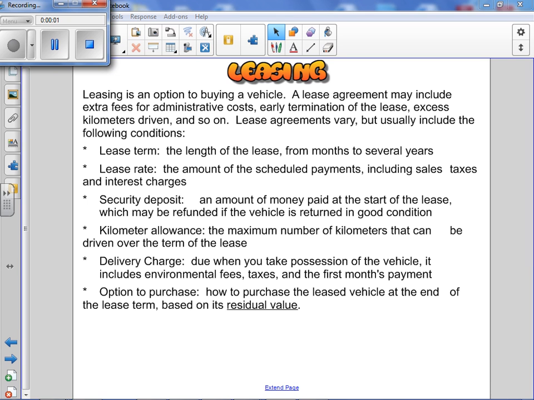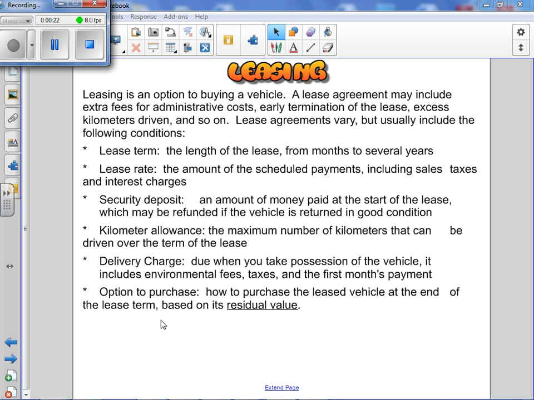All right, now on to lesson 17 in Math 21 Outcome 10, leasing. Leasing is an option to buy a vehicle. A lease agreement may include extra fees or administrative costs, early termination of lease, excess kilometers driven, and so on. Lease agreements vary, but usually include the following conditions.